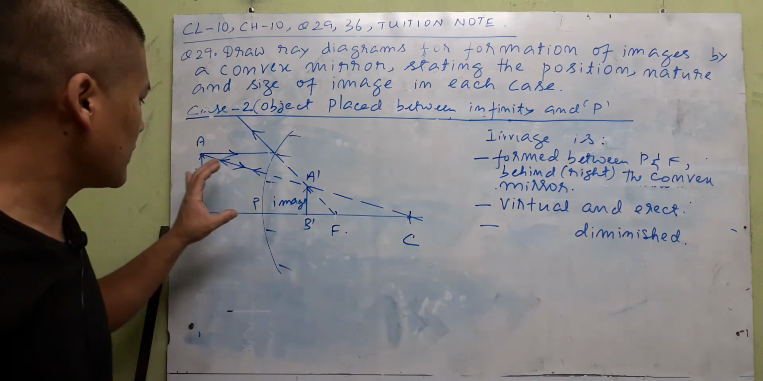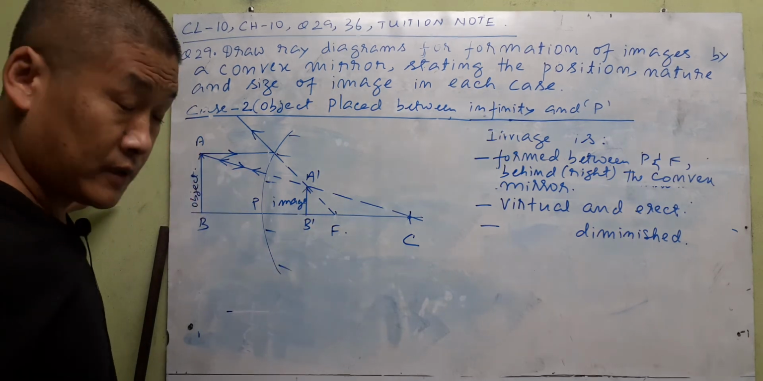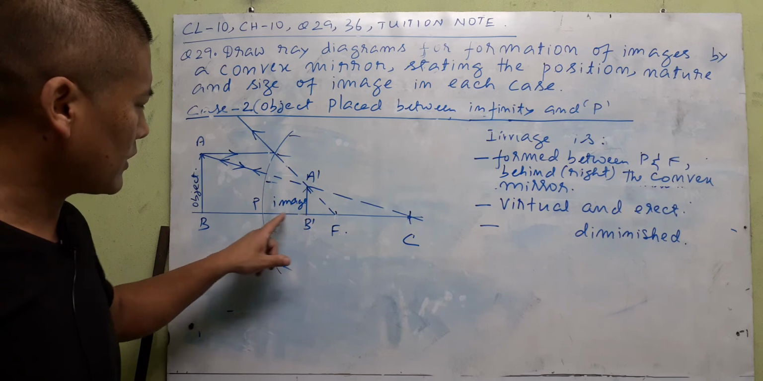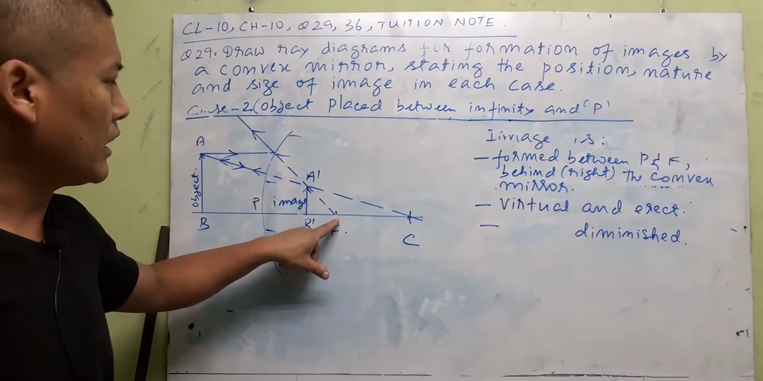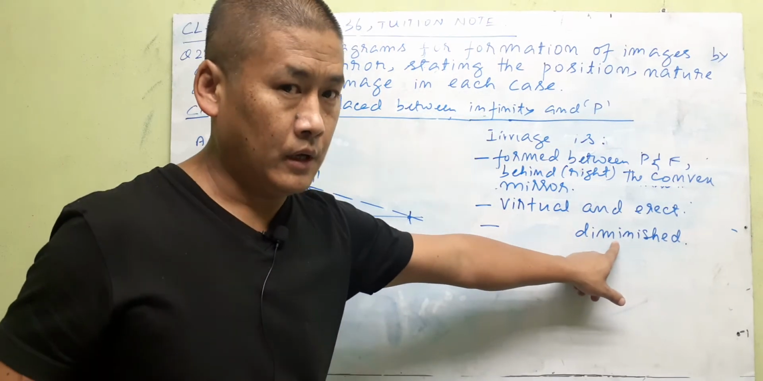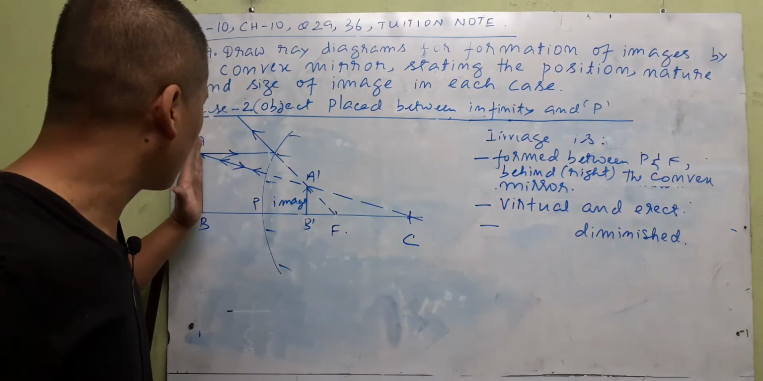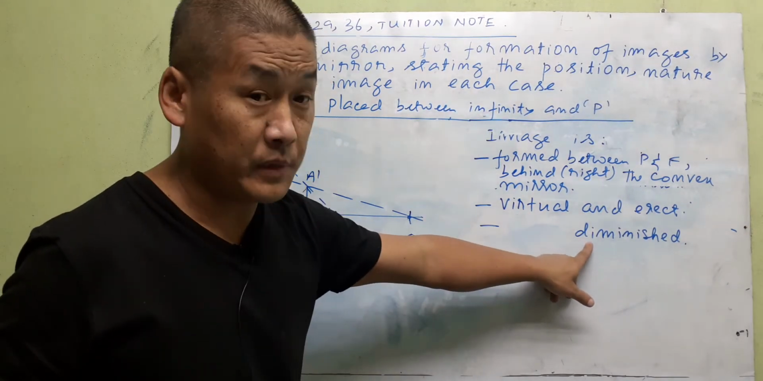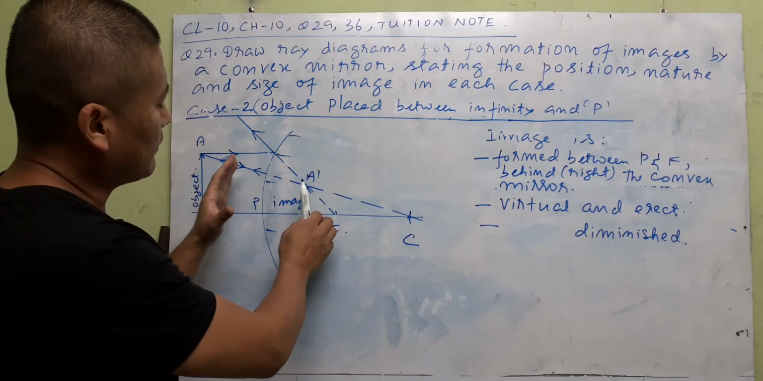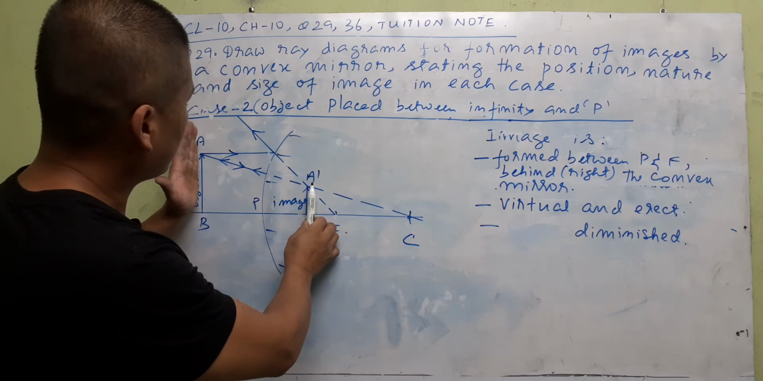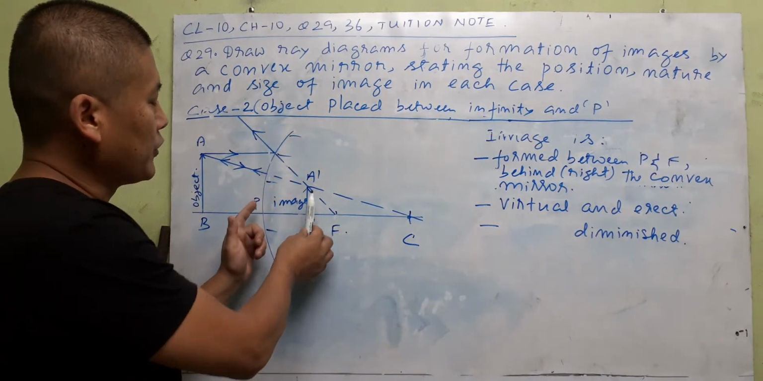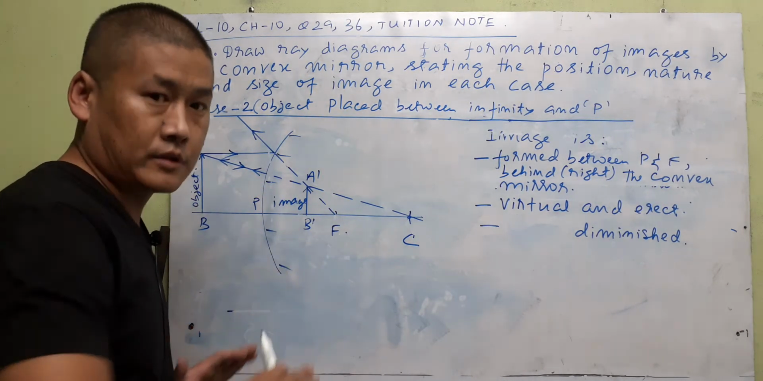So what happens if a question comes saying, as an object is moved away from a convex mirror, what happens to the position of the image? Then your answer is the image begins to shift towards P, or away from F. Then what happens to the size? When the object was at infinity, it was highly diminished, you remember? But when it was brought closer here, the image is slightly bigger, though still diminished. So when an object is brought closer to the convex mirror, the size of the image increases and the position shifts towards P, or away from F. That's your answer, okay?